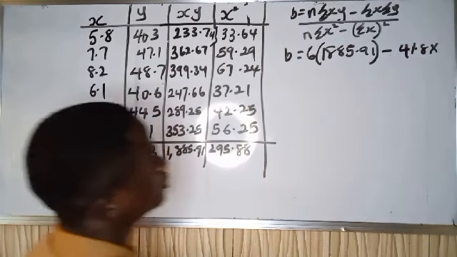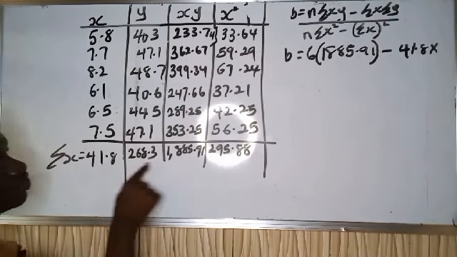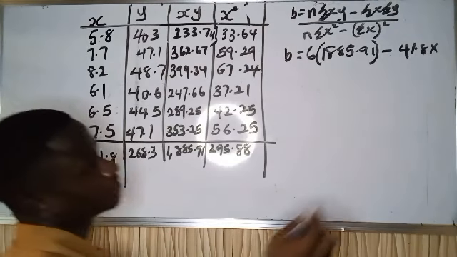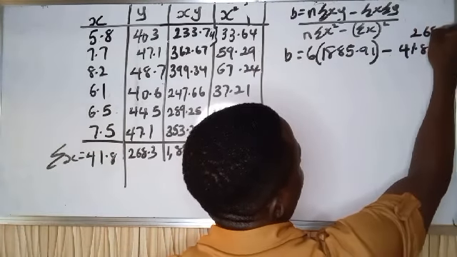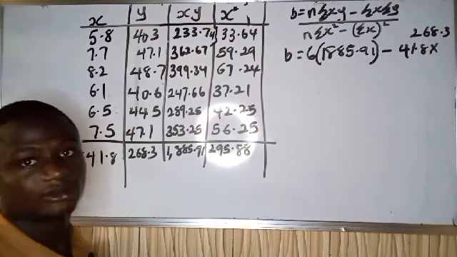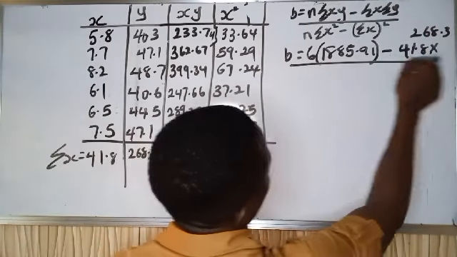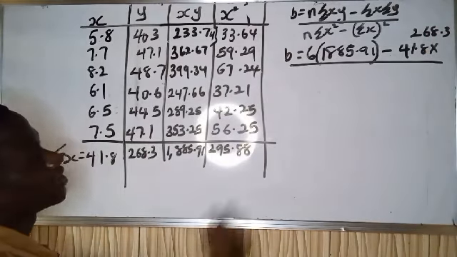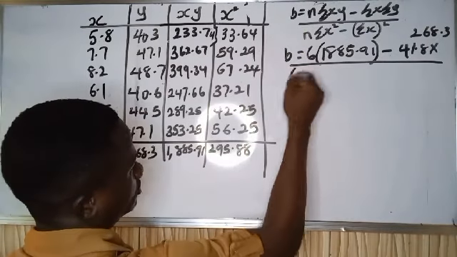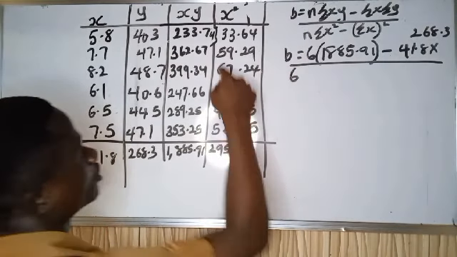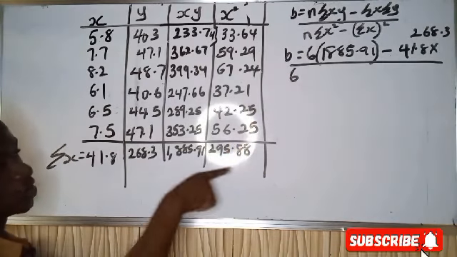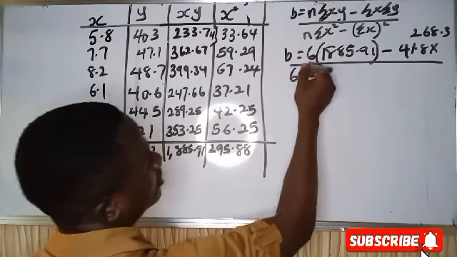41.8 times summation Y. My summation Y is 268.3. 268.3 divided by N, which is also 6, multiplied by summation X squared. What is my summation of X squared? 295.88.